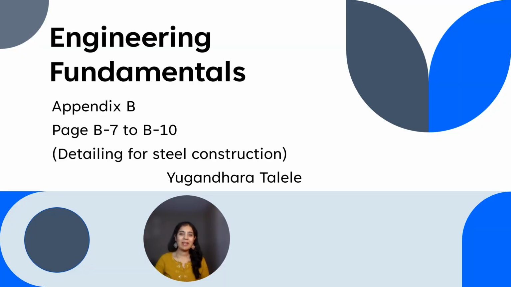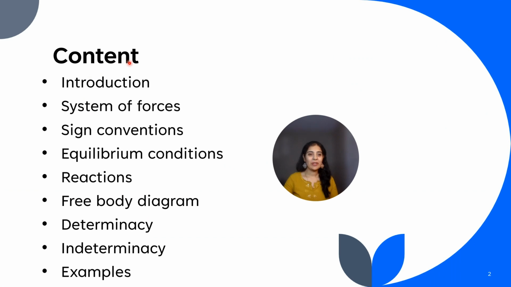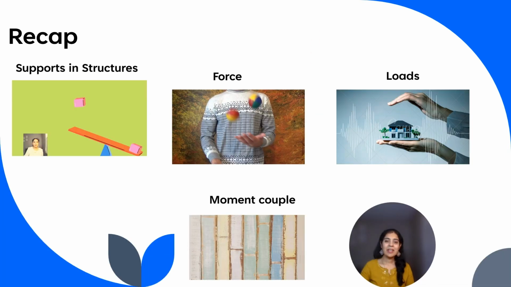So let's get started. Engineering Fundamentals from Appendix B, pages B-7 to B-8, by the Manual for Detailing of Steel Construction by Yugandhara Tayale. The content of the video is Introduction, System of Forces, Sign Conventions, Equilibrium Conditions, Reactions, Free Body Diagram, Determinacy and Indeterminacy, with some examples. Today we will see about equilibrium conditions.